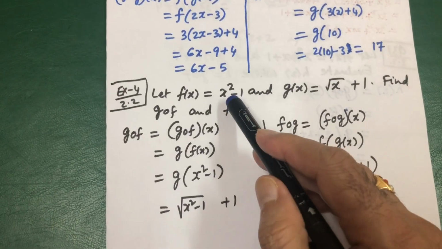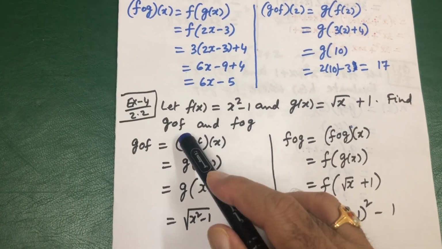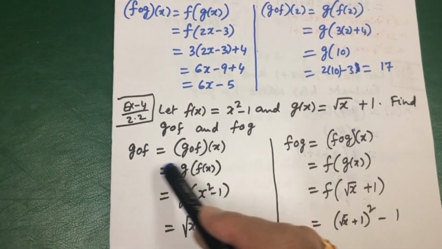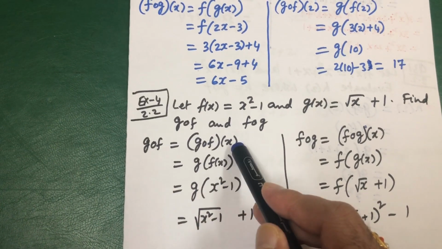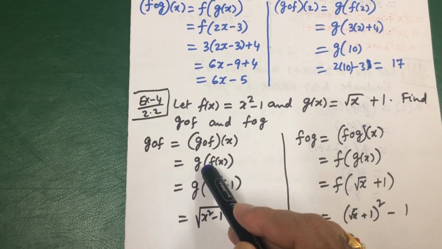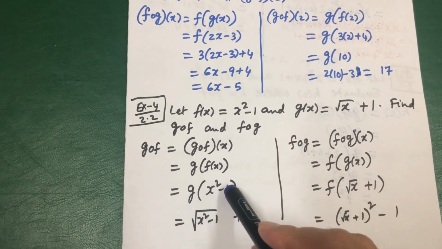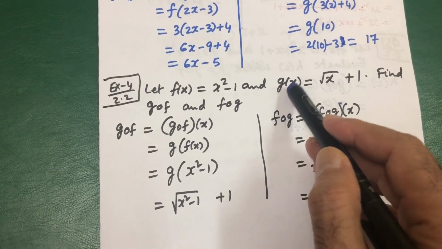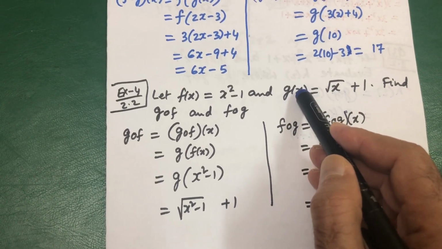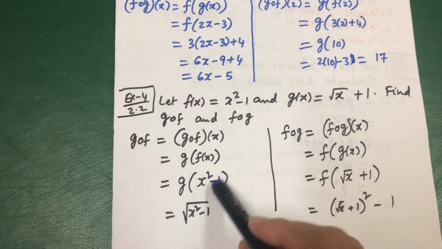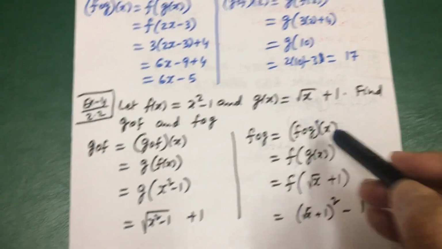We do one more. fx is equal to x square minus 1. gx is equal to root of x plus 1. Find g circle f and f circle g. g circle f means g circle f at x. g bracket fx. fx means x square minus 1. What do you mean by gx? Whatever you find inside, that will be root of that plus 1. Plus 1 separate. Let us see one more problem.